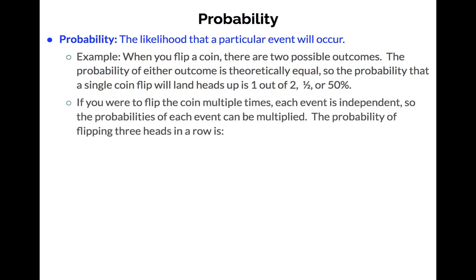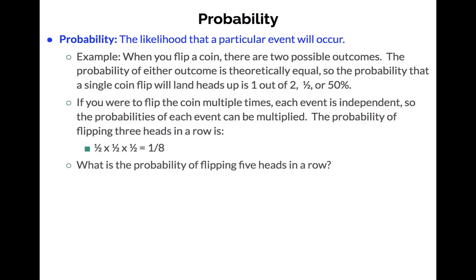If you were to flip the coin multiple times, then each event is independent. So the probabilities of each event can be multiplied. So the probability of flipping 3 heads in a row would be 1/2 times 1/2 times 1/2. So you have a 1 in 8 chance of flipping heads 3 times in a row. Now what's the probability of flipping 5 heads in a row? So kind of pause here and try this on your own.